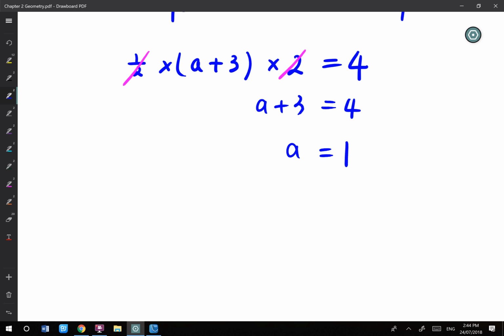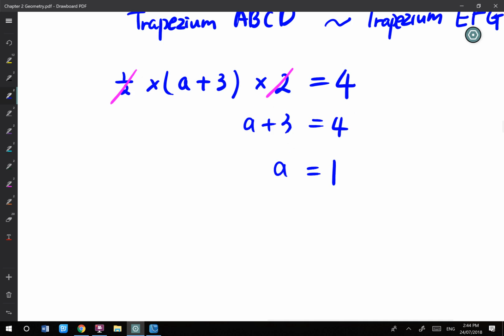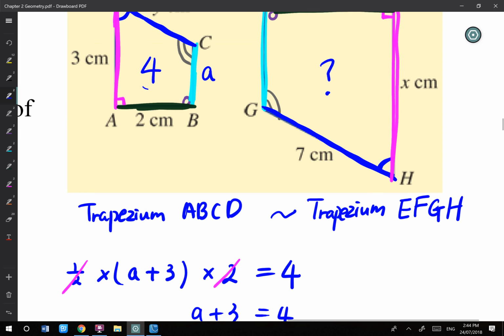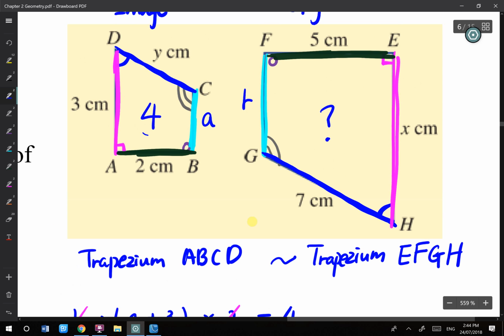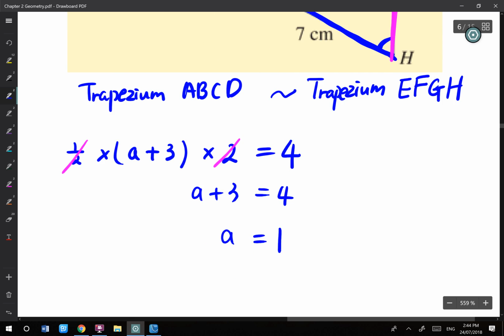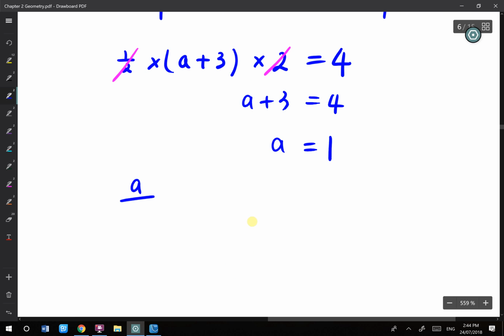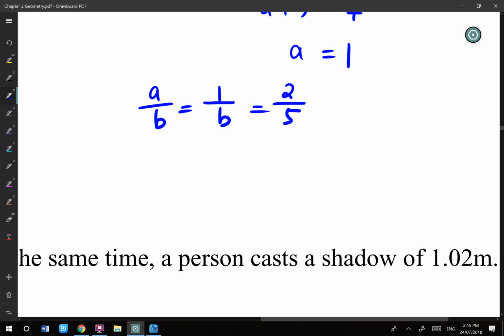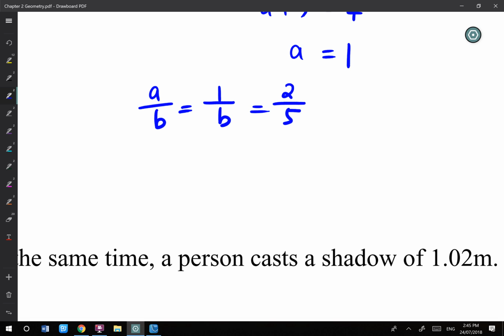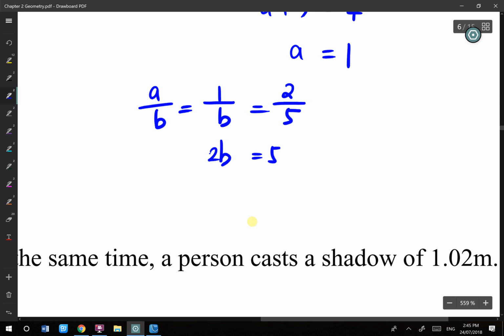Okay, that's the first way we can do this. If I know a equals 1, let's work out what b is here. A over B equals 1 over B. That should be 2 over 5, because the scale factor is 2 over 5. So I have 2 over 5 here. So 2B equals 5, B equals 5 over 2.